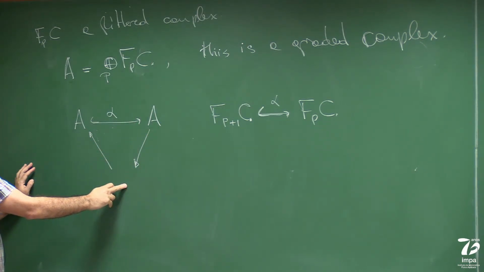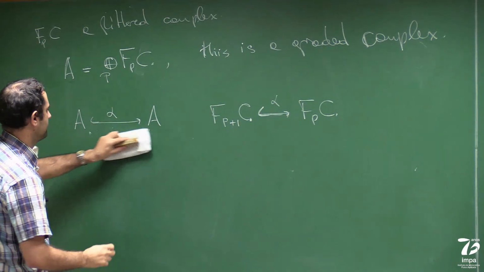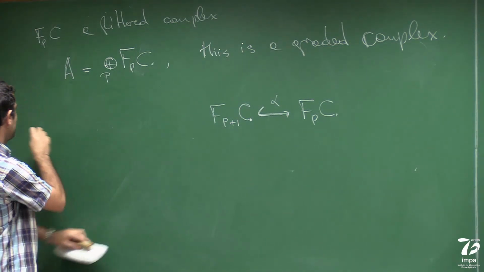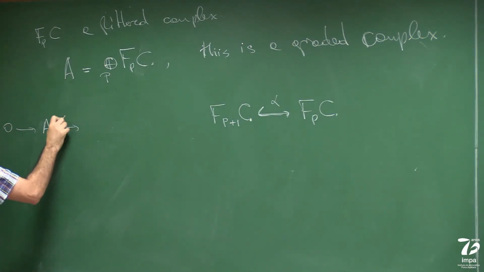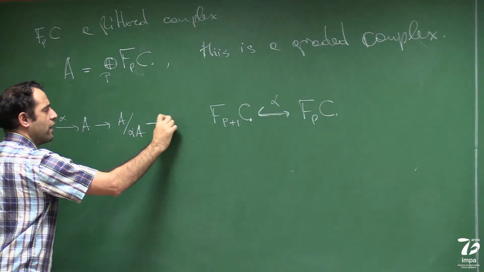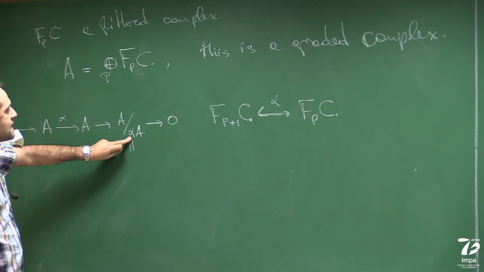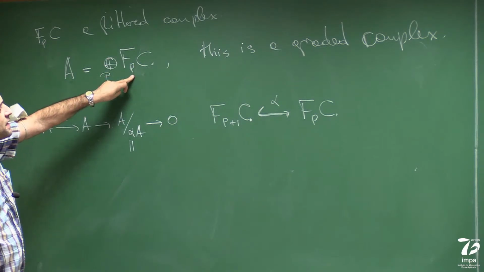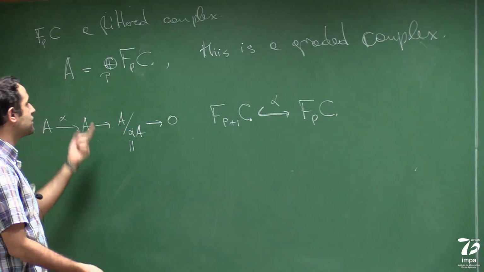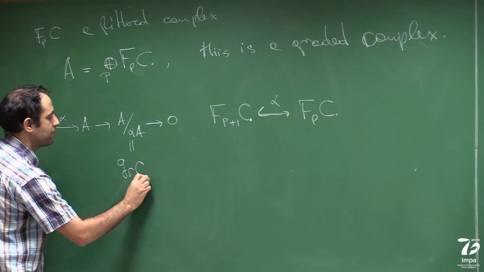well, what can I put here? Well, it has to be the, well, no, I'm sorry. What is the co-kernel of alpha? Let's write it here. So I have 0, A, alpha, A. And here I have A divided by alpha A, as I had before. But here, this is very simple, because now A divided by alpha of A in degree p, what I have is FP of C modulo the image of alpha, which is F^(p+1) of C. And this is the direct sum over all such p, so this is the associated graded to the complex C.